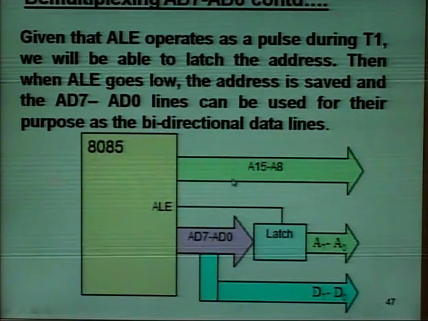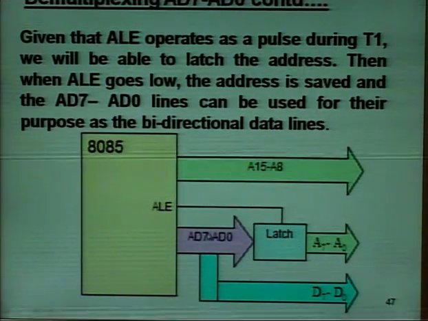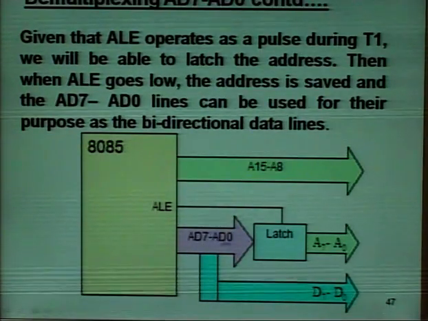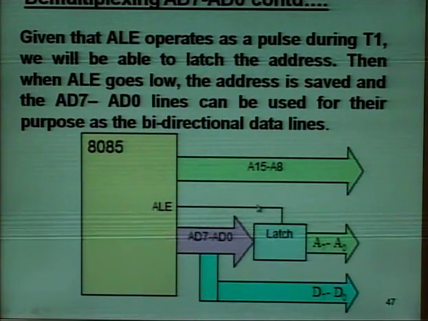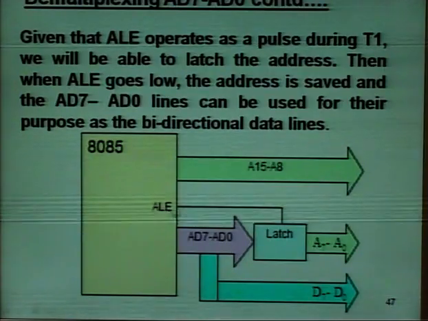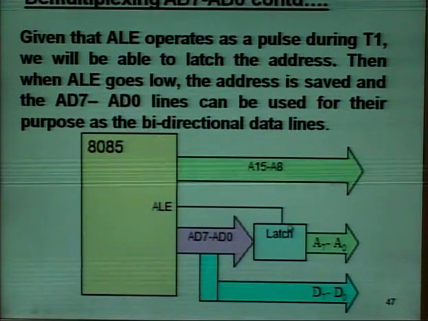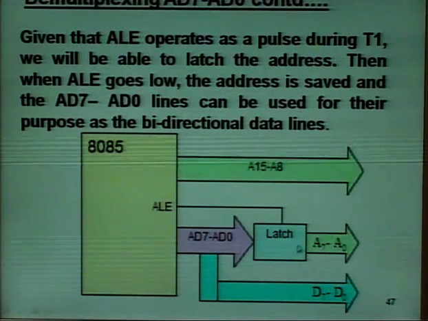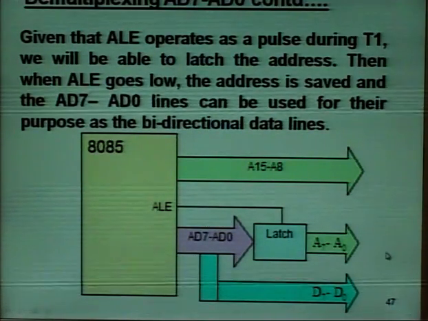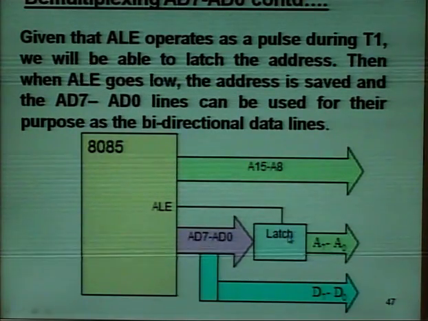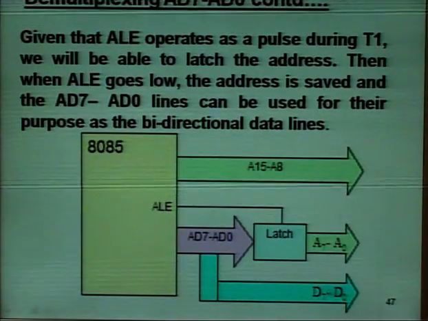High order address bus is unidirectional. Here we have low order address and data bus, that is multiplexed. Here we have to separate address bus and data bus. Here we use the address latch enable pin. Here the signal at the first clock cycle becomes high, after that it becomes low. Whenever it is high, this latch is enabled and the address information is stored in these latches and available all the time. And now after the first clock cycle we can use AD7 to AD0 as our data bus.